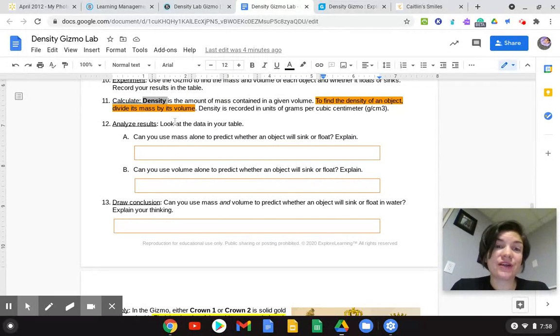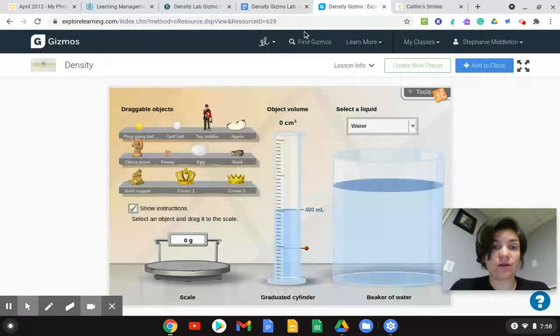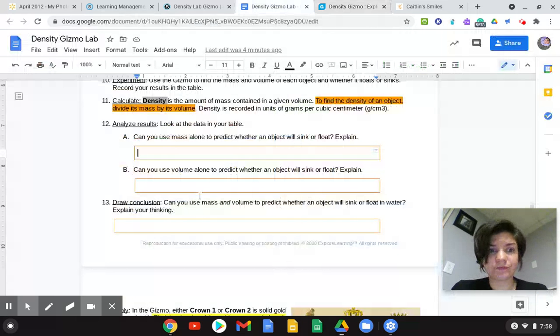Okay. Analyze results. Look at the data in your table. Can you use mass alone to predict whether an object will sink or float? So when you look at the mass of something, could you say, oh yeah, that is 50 grams, it will sink? Can you do that? Yes or no? And then can you use volume alone to predict whether an object will sink or float? So these are all small objects, these will sink, and these are all big objects, so they'll float. Like, can you say that?